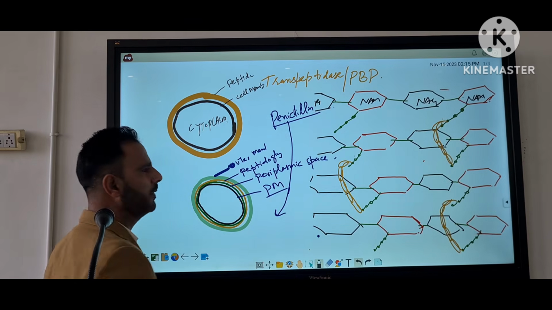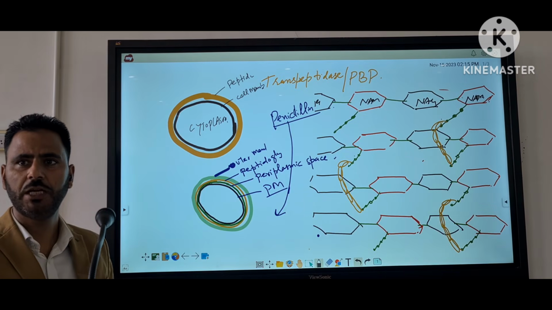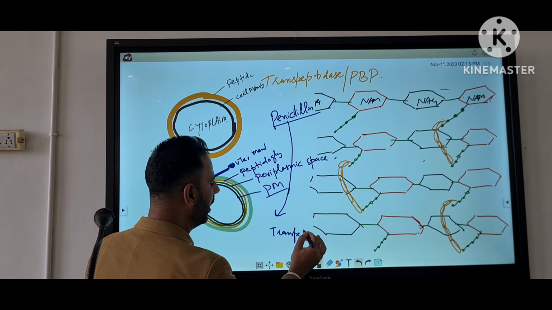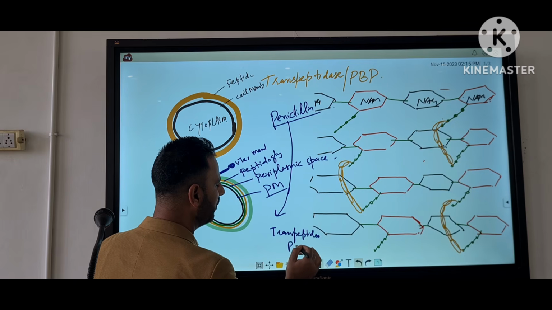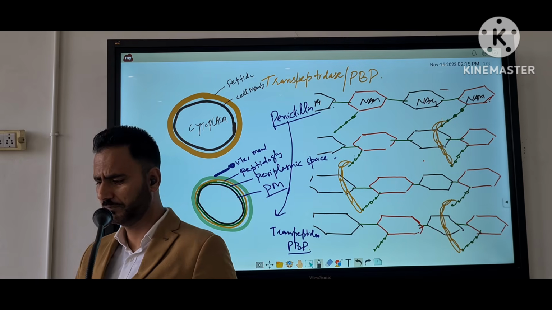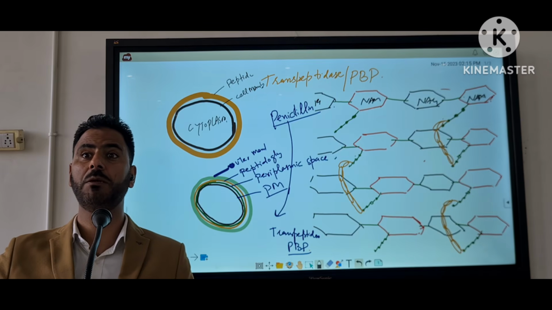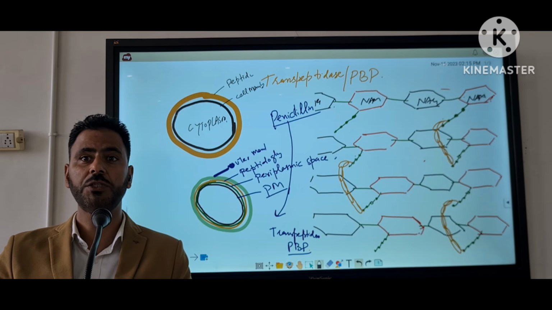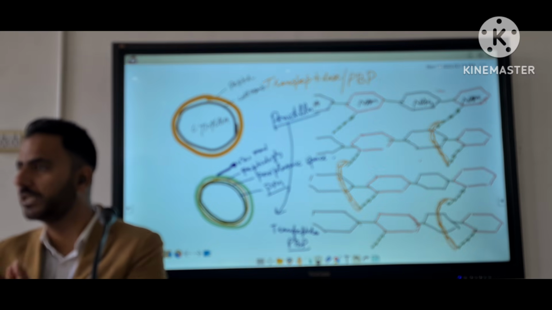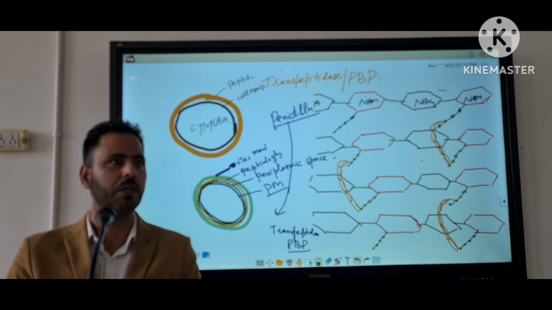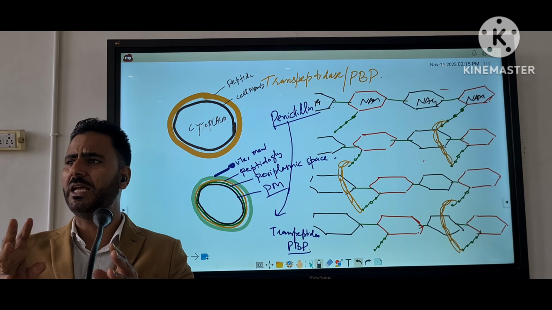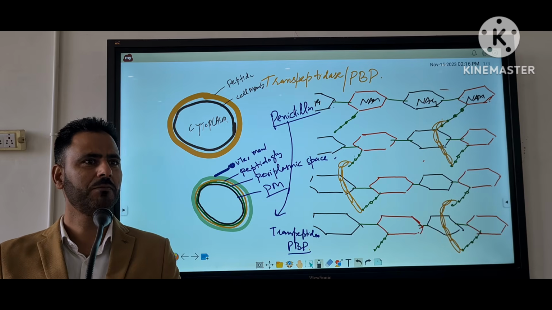when we look at the mechanism of action of this penicillin, it acts on the transpeptidase enzyme, which we also call penicillin binding protein. It means it is going to deactivate this enzyme. What will happen? Once the enzyme is deactivated, you will not see the formation of the pentaglycine intermediate.